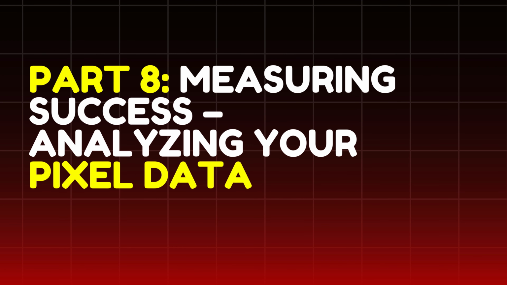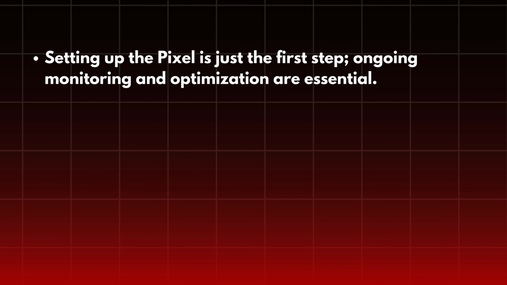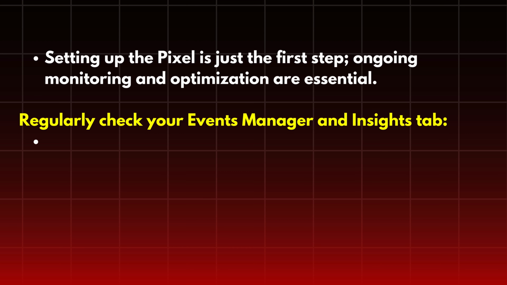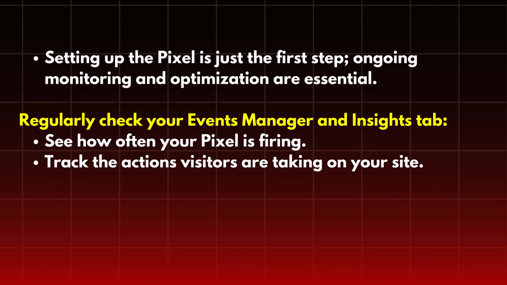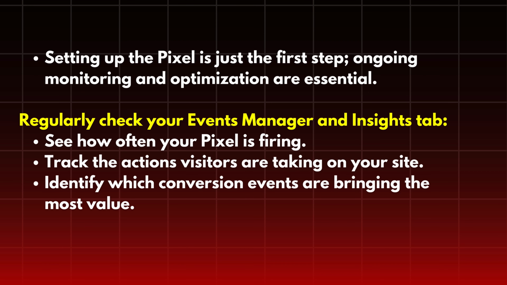Part 8. Measuring Success, Analyzing Your Pixel Data. It's not enough to just set up the pixel and forget about it. You need to consistently monitor and optimize your campaigns based on the data it collects. Head over to your Events Manager and look at the Insights tab. Here you can see how many times your pixel has fired, what actions people are taking on your site, and which of your conversion events are driving the most value.